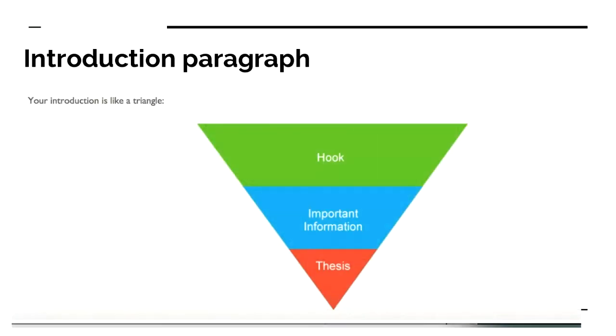So the introduction paragraph is like a triangle. You start with your hook, then you have your important information, and then you have your thesis. So the first thing in your introduction is a hook, and we're going to talk about specifically what type of hooks to use. The next thing is important information, so that's your background information. And then the last thing in your introduction paragraph will be your thesis. Okay? So we need to focus on our hook to start with, our background information, and then our thesis.